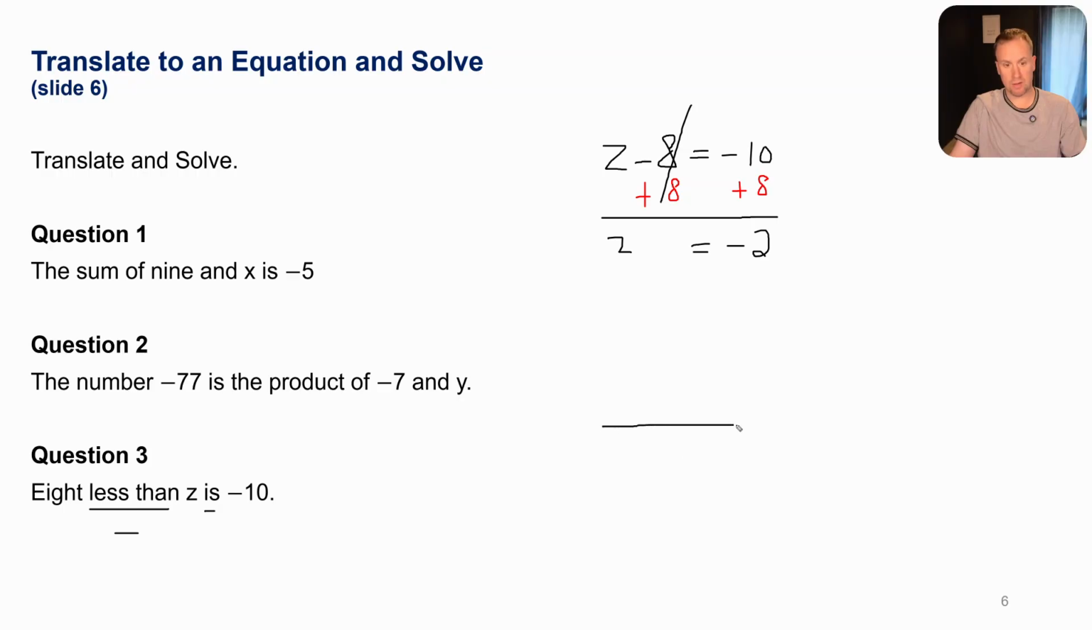Now if I model this final thing on the number line, I start at -10. Since I'm adding 8, that's increasing my value by 8 units. And I'll end up at -2 at the end. Okay, so that is translating to an equation solving simple statements. Let's go ahead and do the same type of practice, but with a little longer word problems.